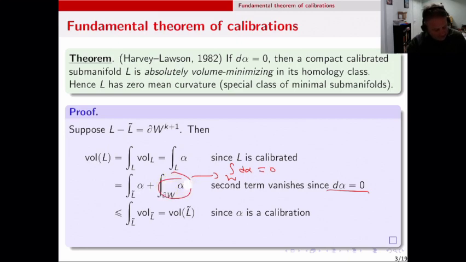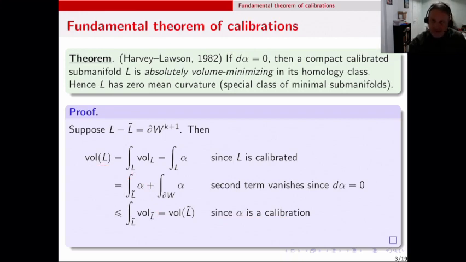So then the second term has vanished, and now we're integrating alpha over L tilde, and this is less than or equal to the volume form of L tilde for any L tilde because alpha is a calibration. Okay, so putting these all together, we get that the volume of L is less than or equal to the volume of L tilde, which is exactly what we wanted to show.